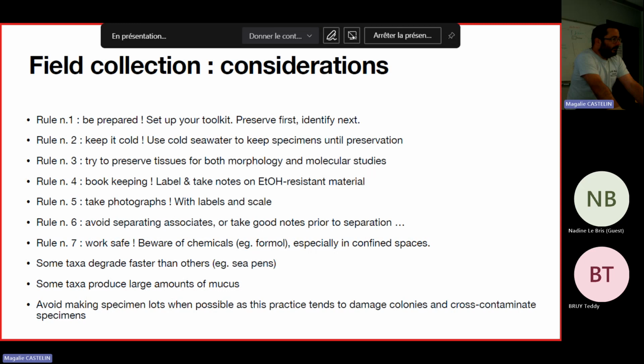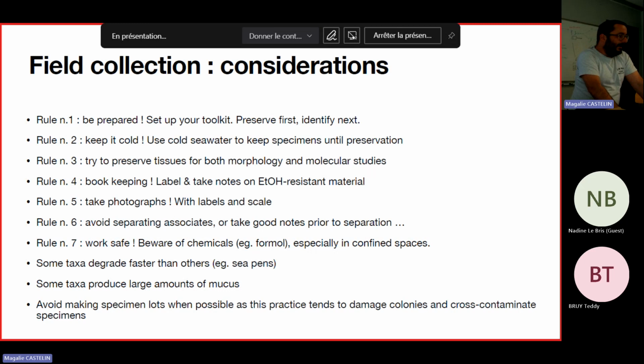So we don't use formalin anymore. I told a few of you over lunch on Monday that we've tried RNAlater, but the low pH of it tends to degrade the calcified parts of animals. So this is only good for DNA, not for morphology.